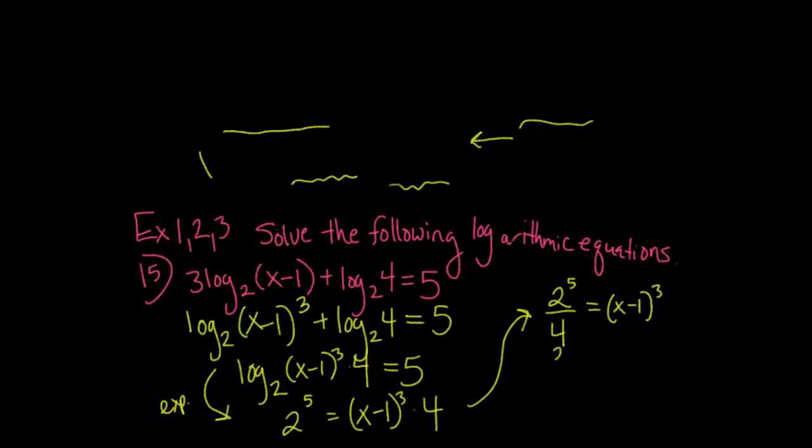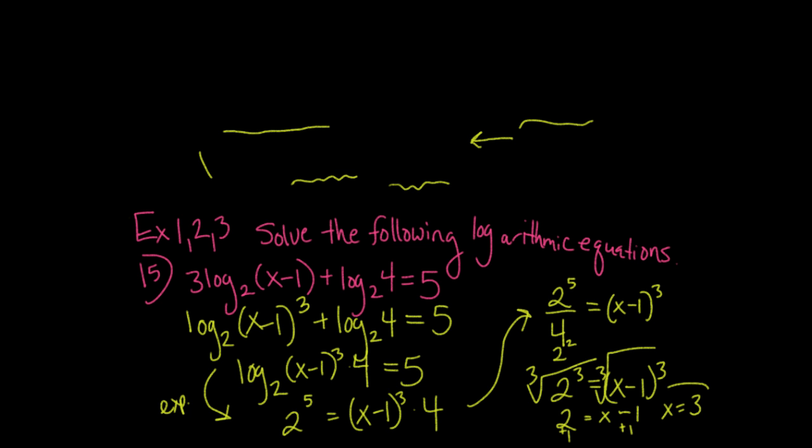This is also 2 squared. So I'm just going to say, okay, that's 2 cubed. That's convenient, equals x minus 1 to the 3rd power. Take the cube root of both sides. So that means that 2 is equal to x minus 1. Add 1 to both sides. x is equal to 3.